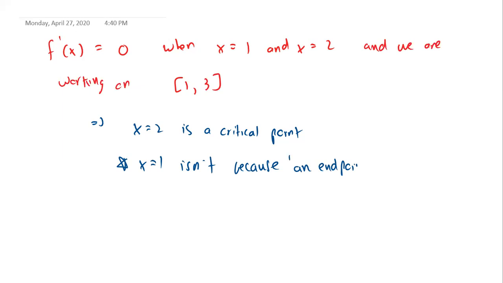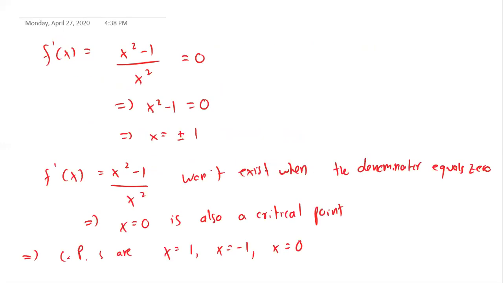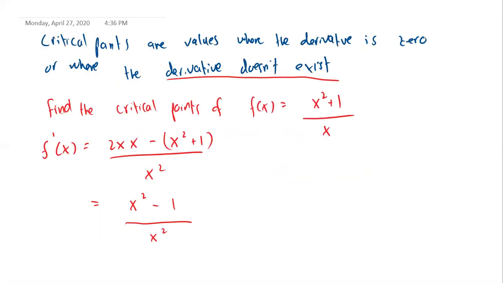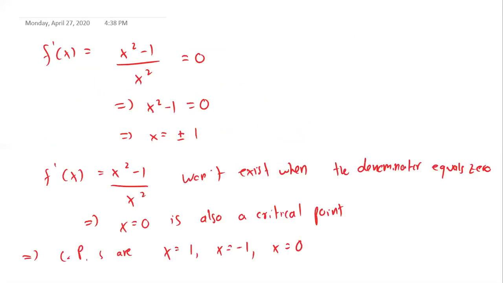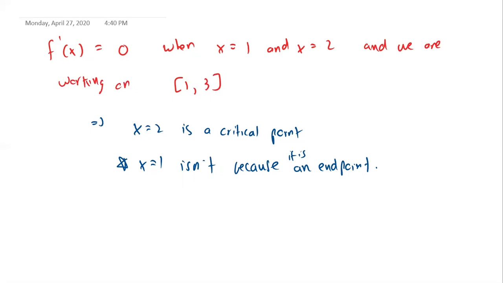It isn't because it is an endpoint. So in the exam, if you come up with this situation, I would write this every time. Say, okay, x equals 2 is a critical point, x equals 1 isn't because it is an endpoint of an interval. Other than that, I think we did pretty well in terms of finding critical points. You have to remember that where the derivative does not exist is also a critical point. In this example, it was x equals 0, so we included that as a critical point. And also that endpoints are not critical points. So two things to remember.